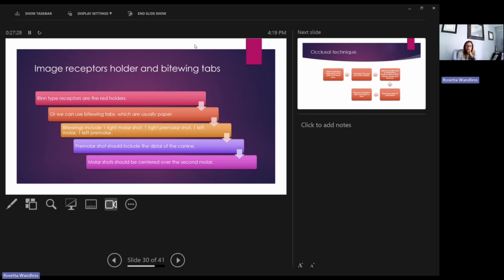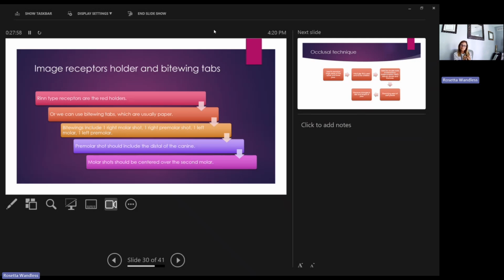Here's really important for any premolar shot, whether it's a periapical or a bite wing. A premolar shot should include the distal of the canines, no matter what it is. And a molar shot should be centered over the second molar, again, whether it's a bite wing or a periapical. Those are absolutely mandatory to tell that this picture is placed properly, positioned properly, and diagnostic.